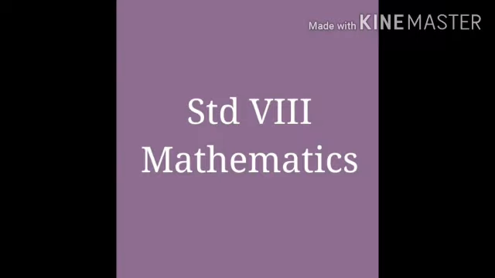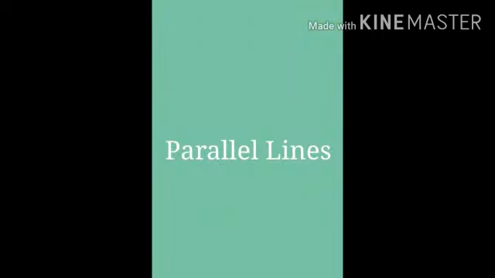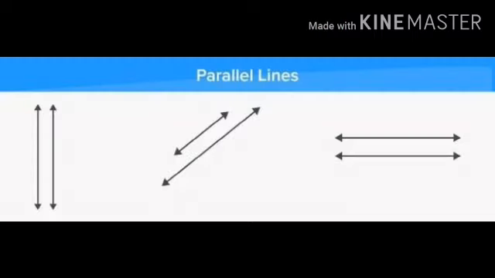Today we are going to study 8th standard maths, second chapter, parallel lines and transversal. Parallel lines. The lines in the same plane which do not intersect each other are called parallel lines. Students, you all can see the diagram. The lines which move in a straight line are parallel lines which do not intersect.